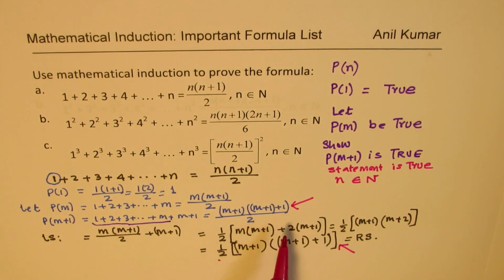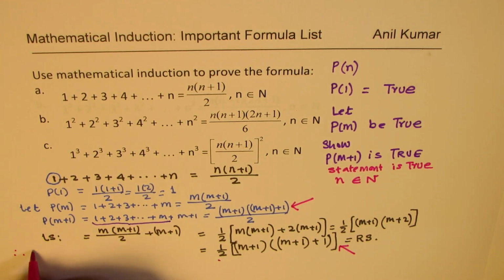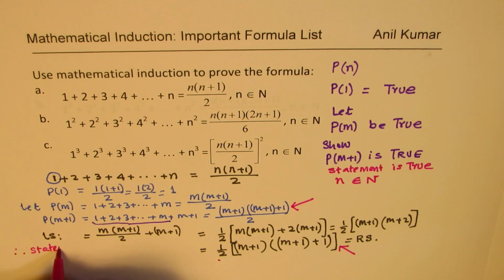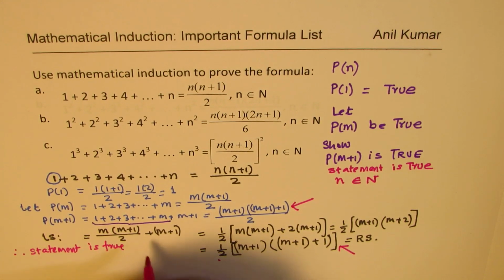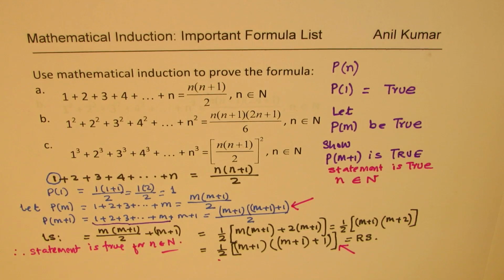So we have shown that this statement is true for all natural numbers. Therefore, the statement is true for n belonging to natural numbers. Is that clear to you? So that was the idea.